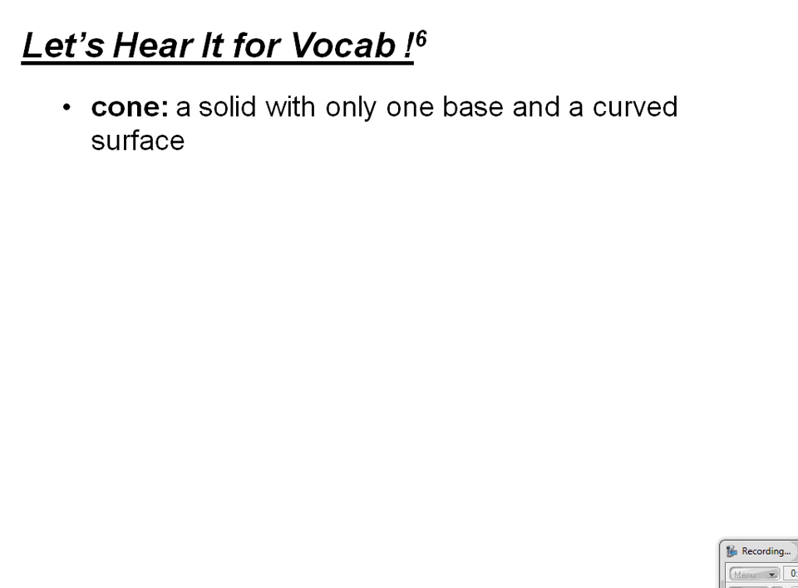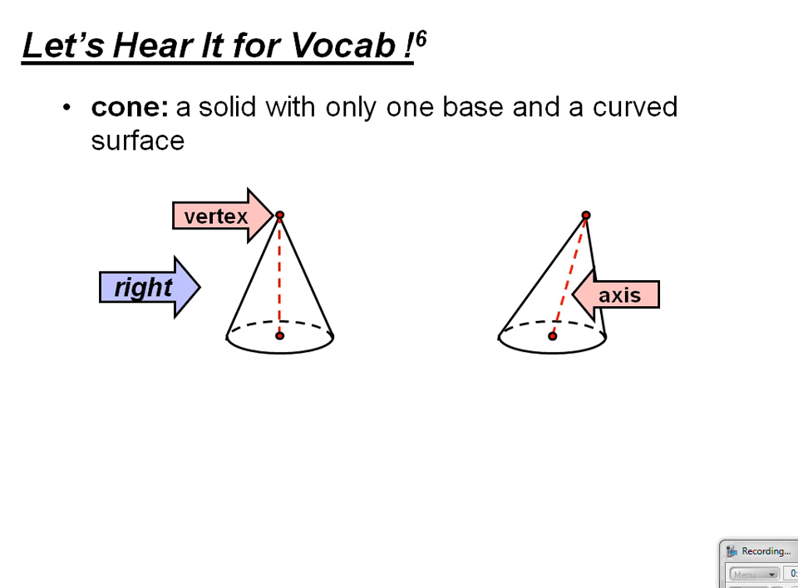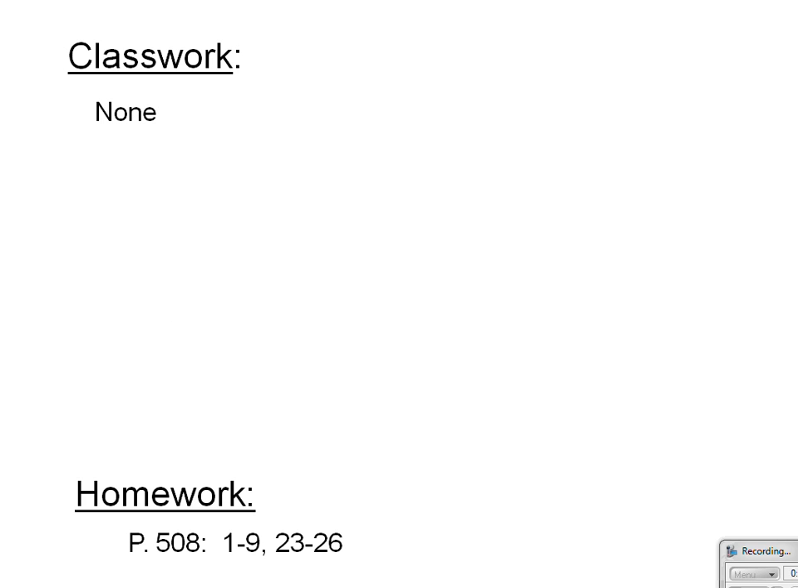And here's the final vocabulary slide. Cones. Cones are solids with only one base and a curved surface. Think of a cone as a circular equivalent to a pyramid. And cones also certainly have their axes. They also have a vertex like pyramids do. Also, cones can be right cones or oblique cones, just like right cylinders or oblique cylinders, just like right prisms or oblique prisms. This concludes today's lesson.